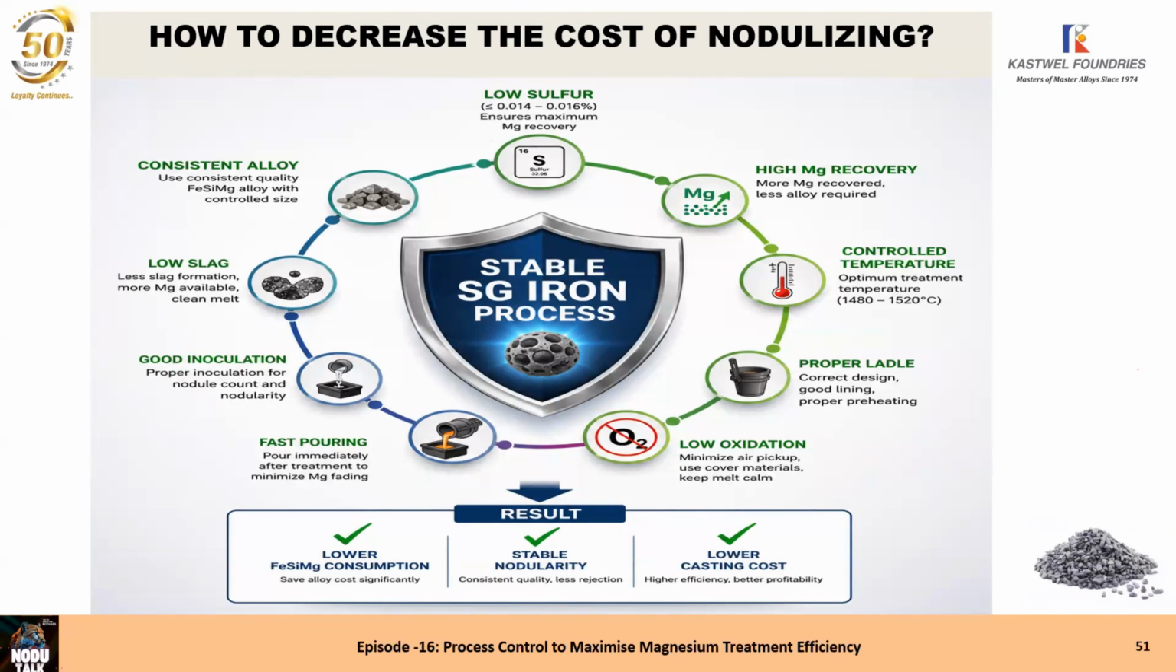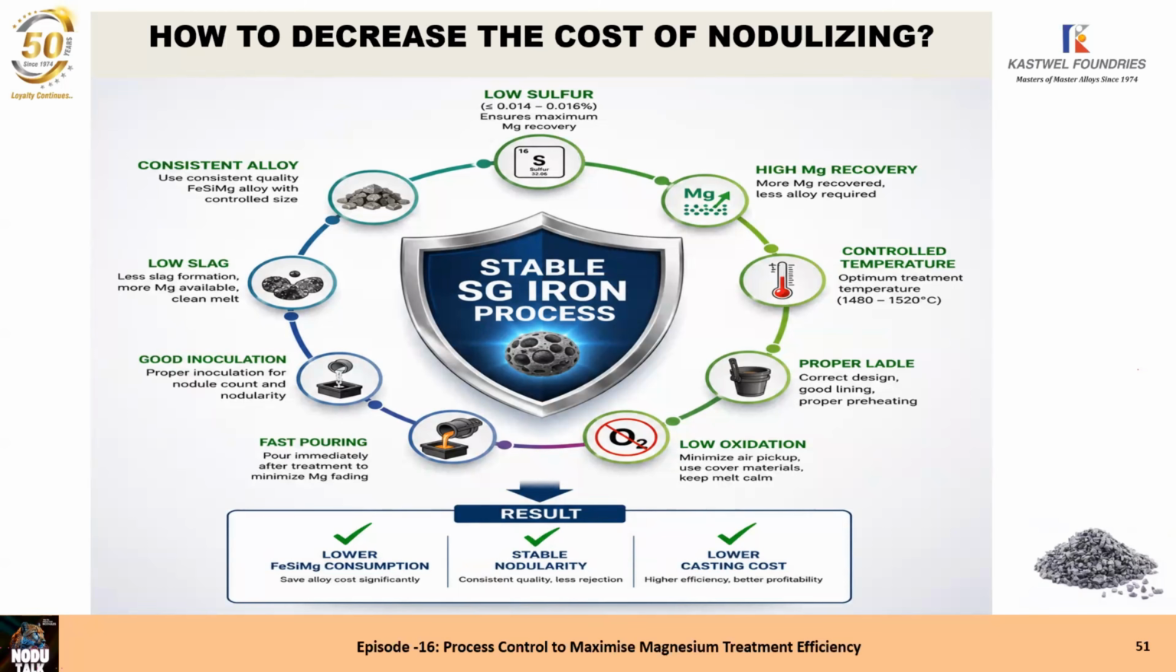Fast pouring on the mold. Pouring immediately after the treatment to minimize the magnesium fade. Come back to the top. Low sulfur on the right-hand side. High magnesium recovery. More magnesium recovered, less alloy is required. Controlled temperature. Optimum treatment temperature 1500 plus or minus 20 degrees.